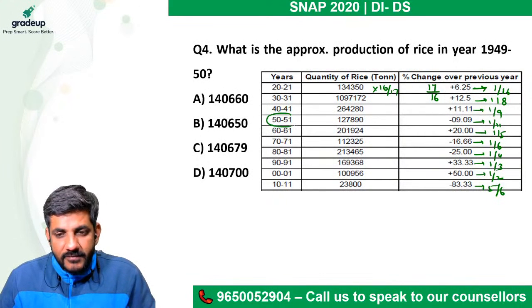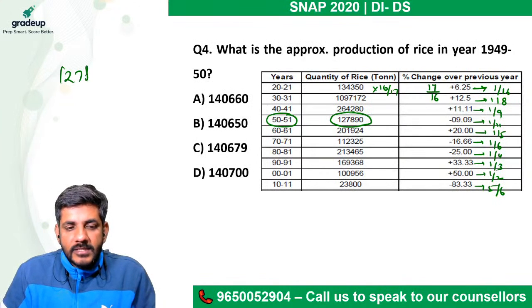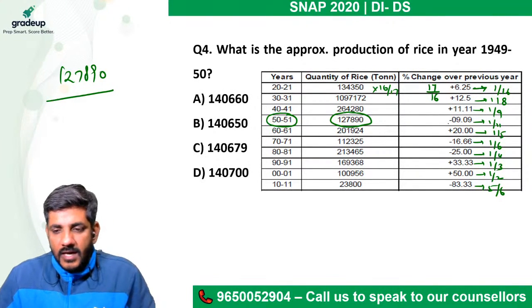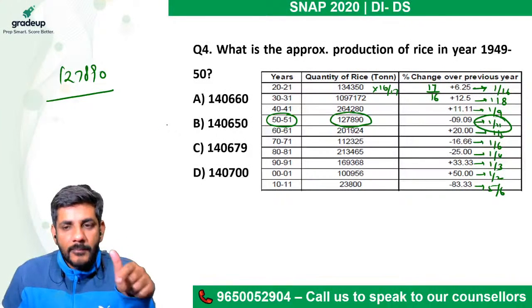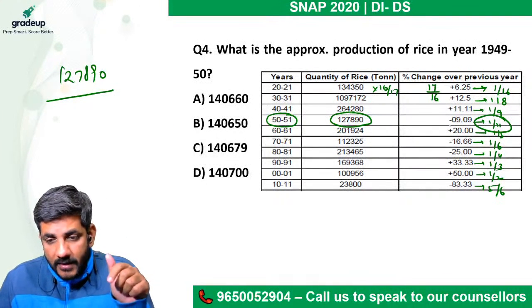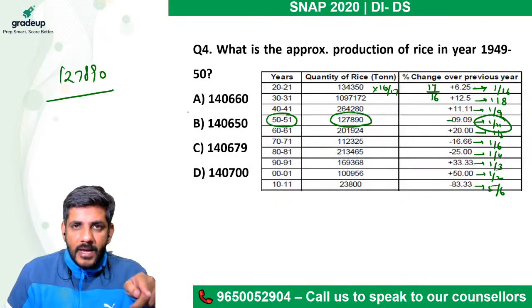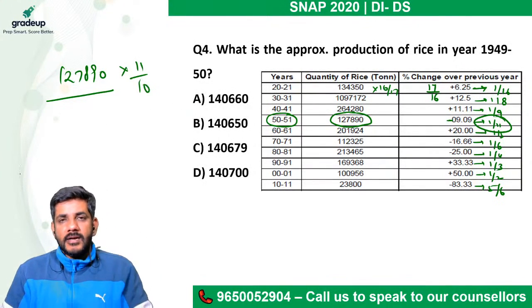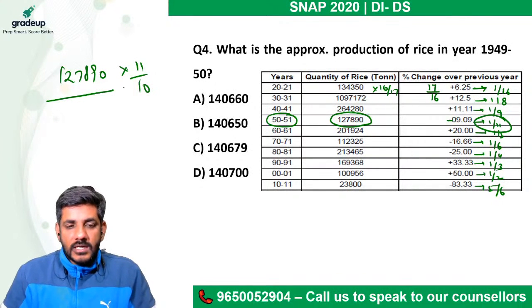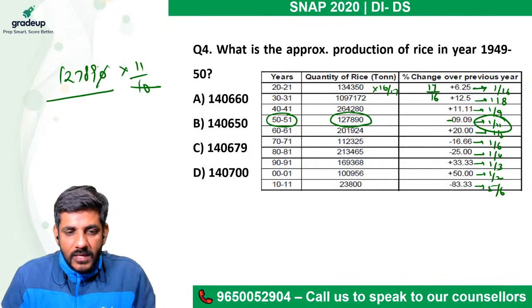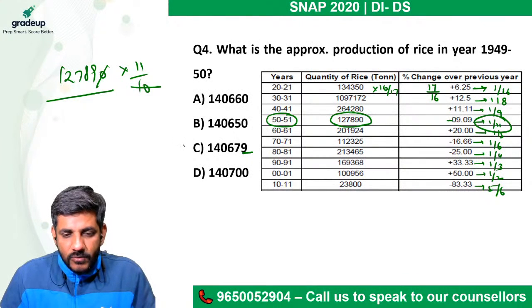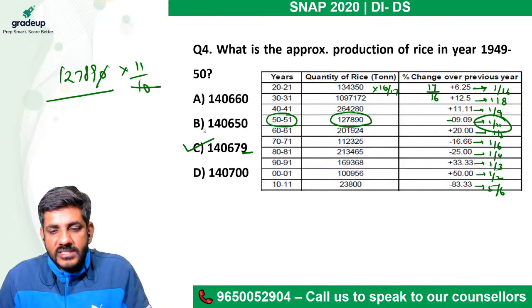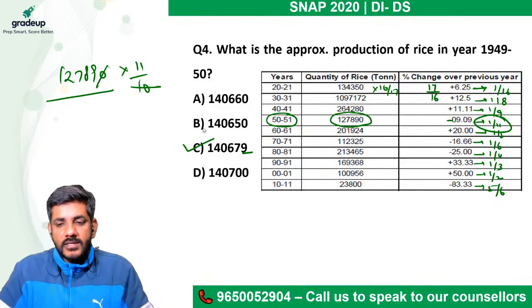Similarly, in 50-51, the figure was 127890. And this 127890 is after an increase of 1 by 11. That means it is 12 by 11 times. Sorry, a decrease of 1 by 11. I'm sorry. That means it is 10 by 11 times of the previous figure. So what was the previous figure? 11 by 10 times of it. So when you calculate 11 by 10 times, the 0 and 0 cancel out. 11 nines are 99, and 9 is there at the end only in this option. So option C becomes the right answer for this question.